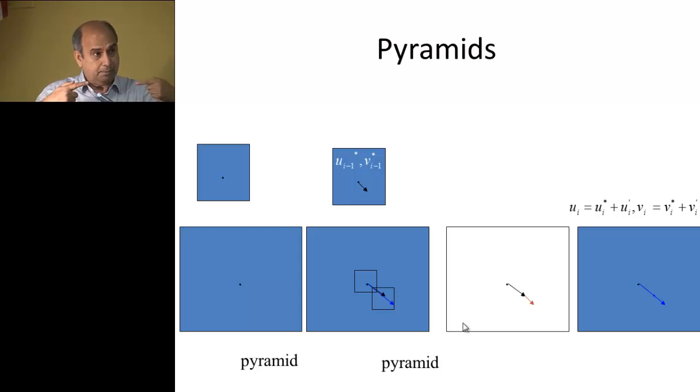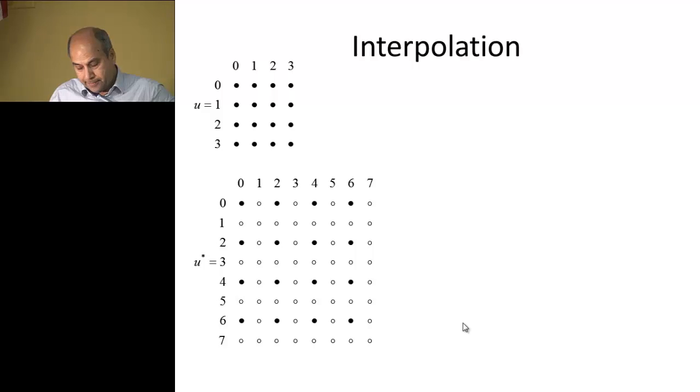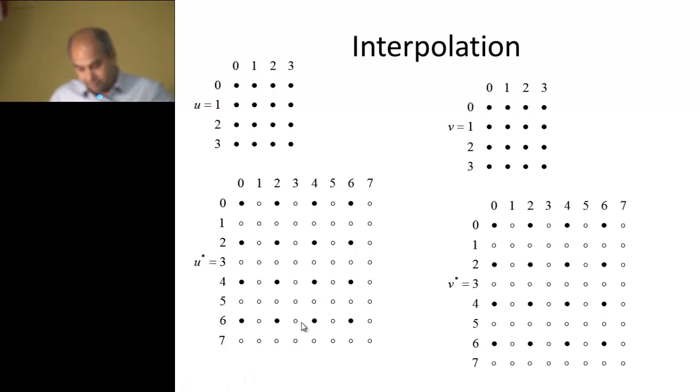Now we can keep doing that for different levels. Maybe you have 4 levels or 5 levels, depending on how much motion you have. In this process we have to do some kind of interpolation because the resolution is changing. We need to know the values of the pixels which don't directly map. So interpolation is like this. We have, say, 2 arrays. The U array at this level, then the U array at the next level has twice the resolution, and similarly we have the V array at this level and the next level.